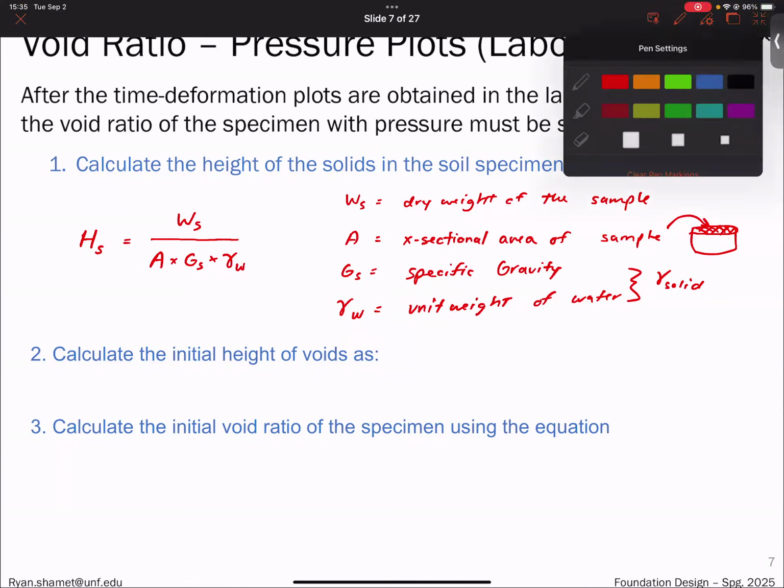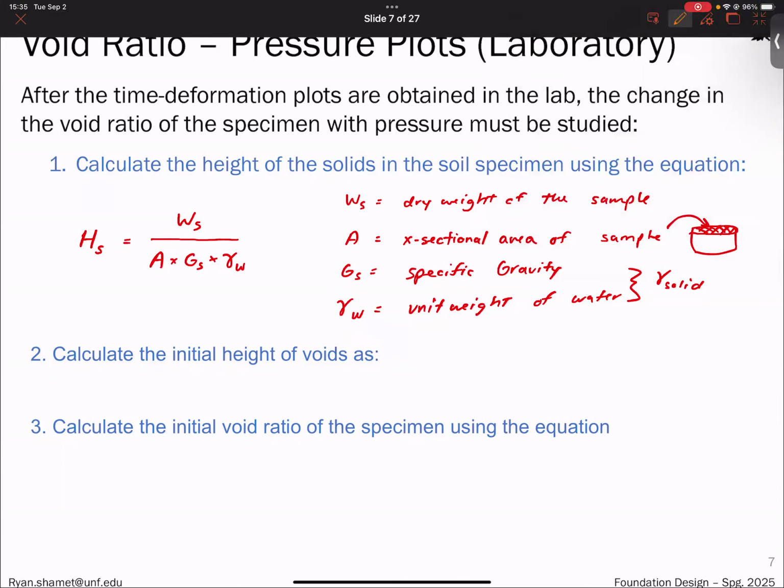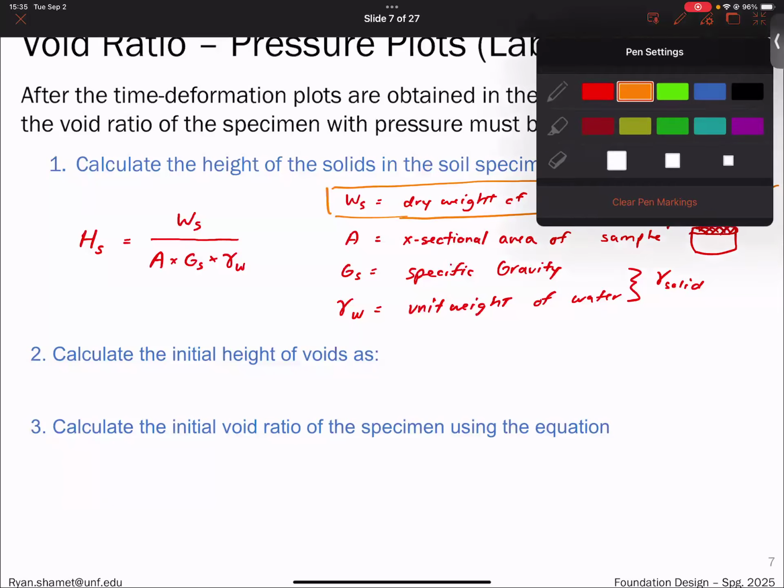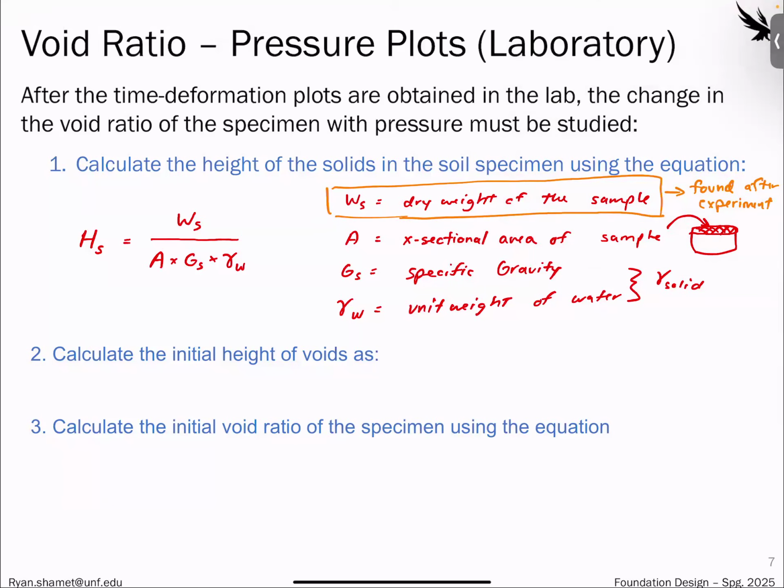Now, the important thing that I mentioned at the beginning is this right here: the dry weight of the sample. This is found after the experiment. So you've got to keep that in mind. We're collecting data, and I'll show you how we're collecting the data. But at the very end of it is when we take our sample out and put it in the oven, and we can find the dry weight. And then we use that data to populate this equation, which then finds the original height of solid, which then makes all the other numbers make sense.